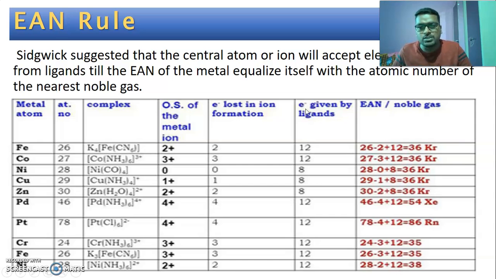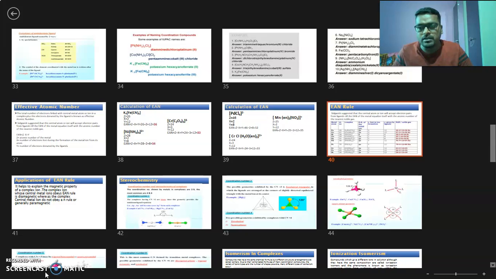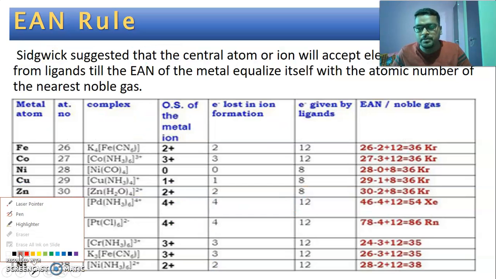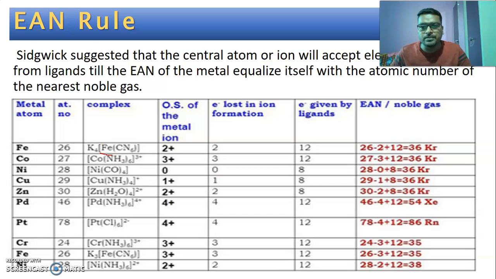So here you just look at the complex here. You take the first complex here. Its effective atomic number is 36. Here all the d orbitals are completely filled, each by two electrons. There are no unpaired electrons present in this complex.